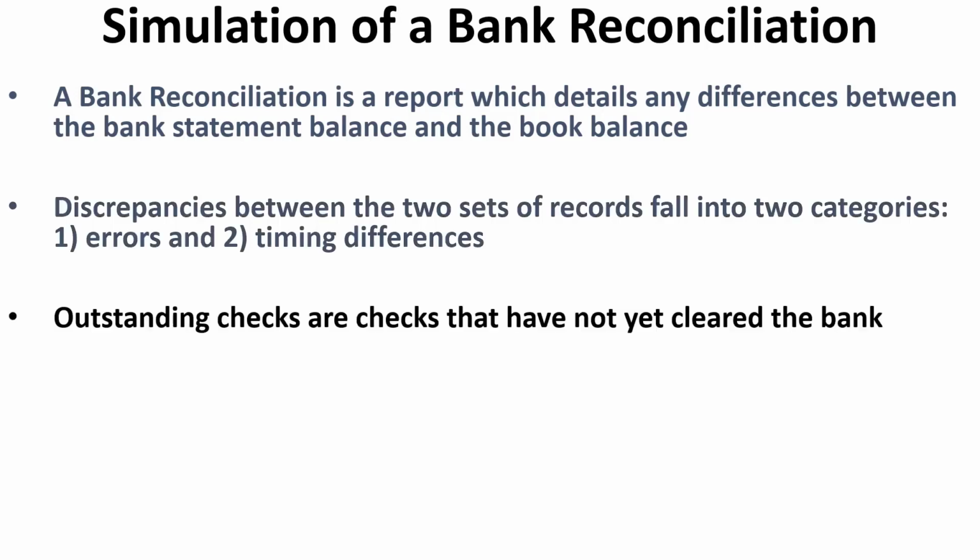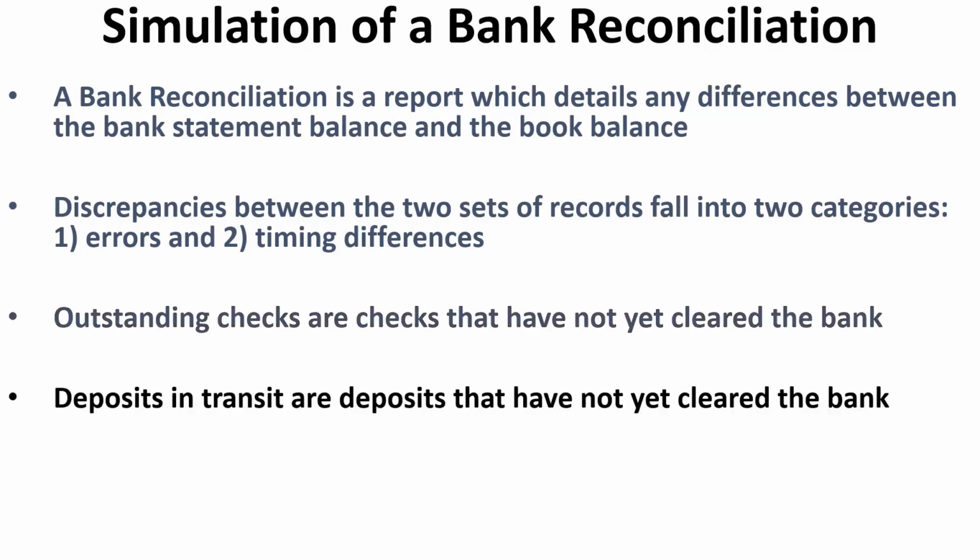An outstanding check is a check that a company wrote and entered into its records that has not yet cleared the bank. This could be due to the fact that the check was written shortly before the date of the bank statement, or it could be because the recipient of the check just hasn't gotten around to cashing it yet. Another example of a timing difference is a deposit in transit. A deposit in transit is a deposit the company has made that does not appear on the bank statement. This is usually due to the deposit being made shortly before the date of the bank statement.